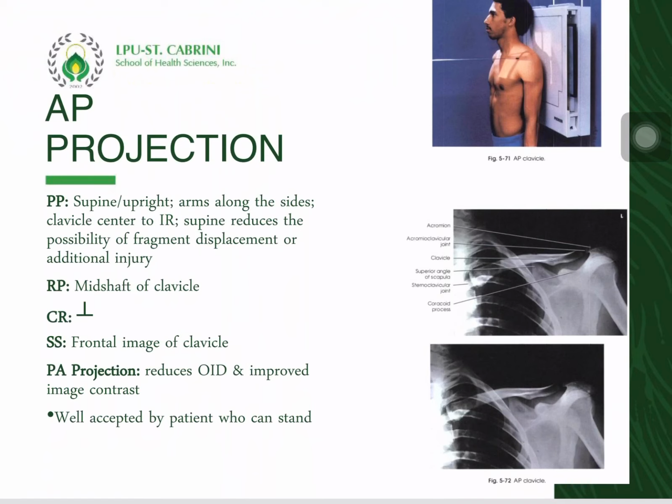If the desired image should have an improved contrast and reduced magnification due to OID, PA projection can be performed. Instead of having the patient facing the X-ray source, their clavicle will be in direct contact with the image receptor while facing it. And this projection is well accepted for patients who can stand.